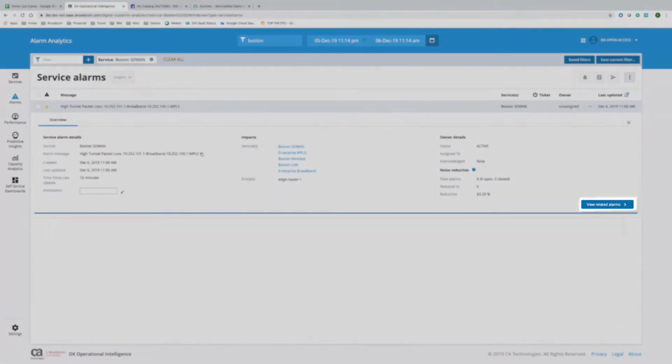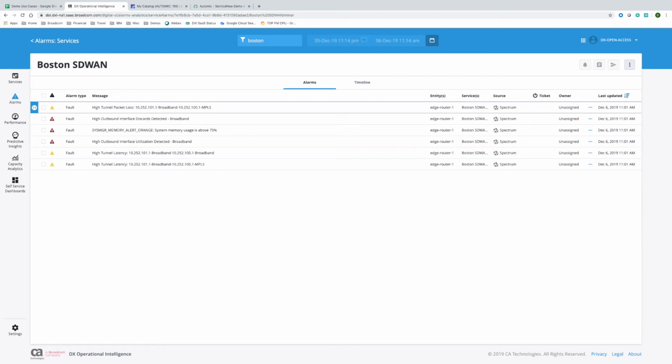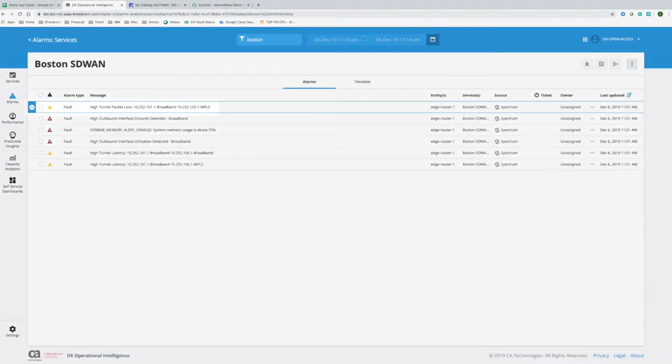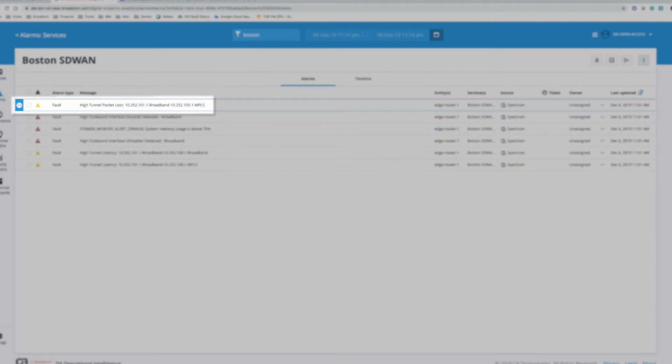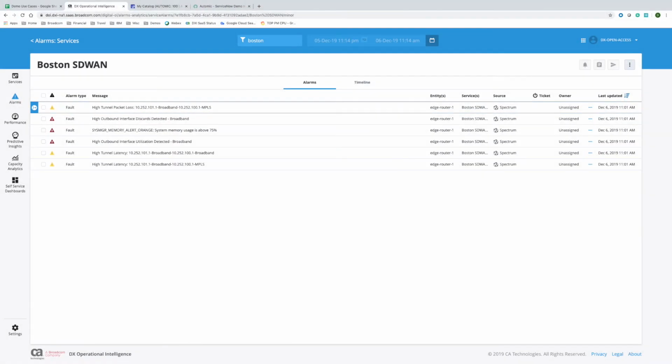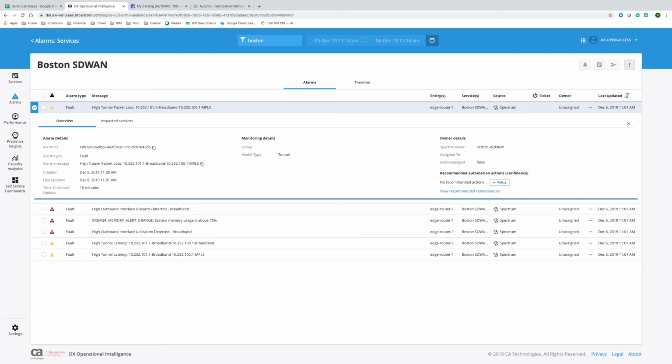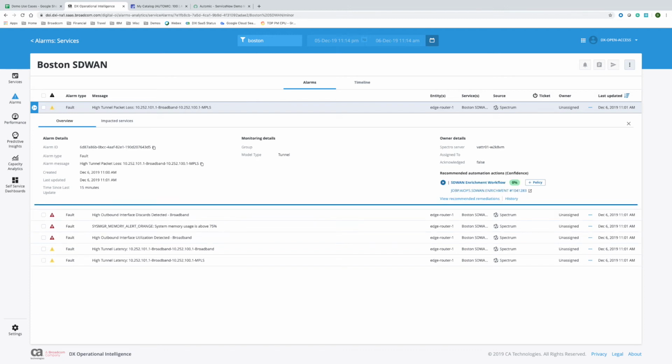By selecting View Related Alarms, we can see all of the alarms related to the issue. Most importantly, we can see the probable root cause, as highlighted here. This is what we need to fix to achieve fast MTTR. Let's get some more information by selecting the alarm. Again, lots of useful information. Most importantly, recommended remediations. Here is one of the ways we can take action and immediately start the restoration of service process.